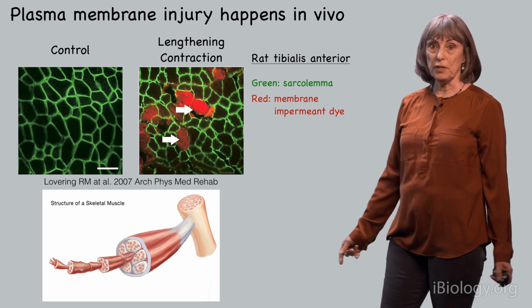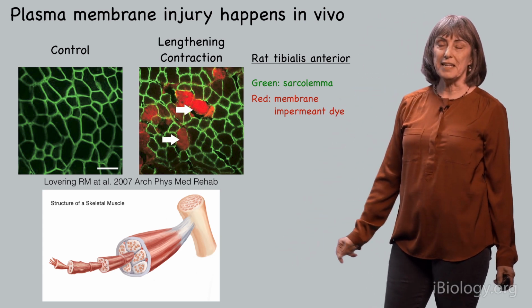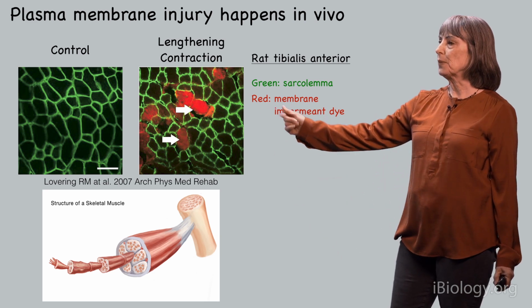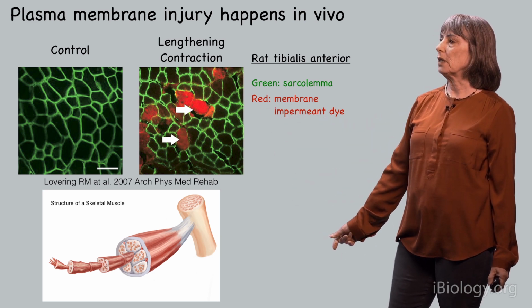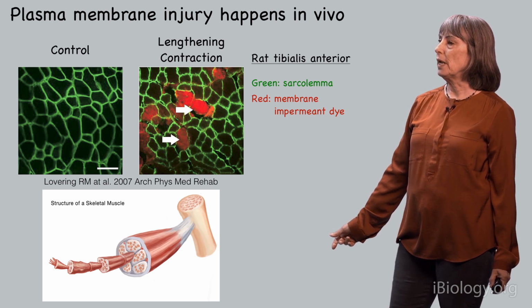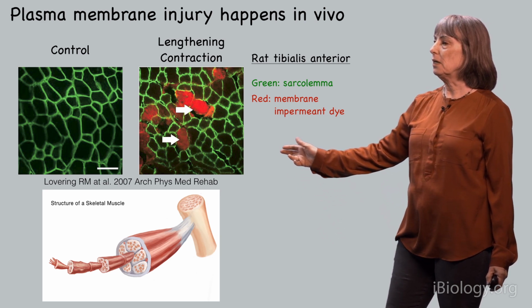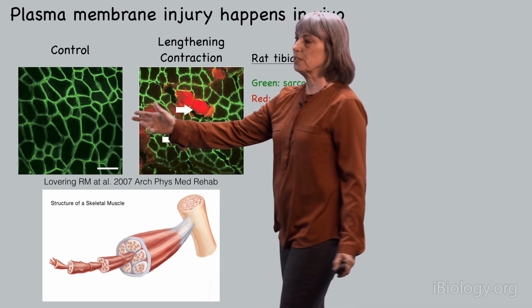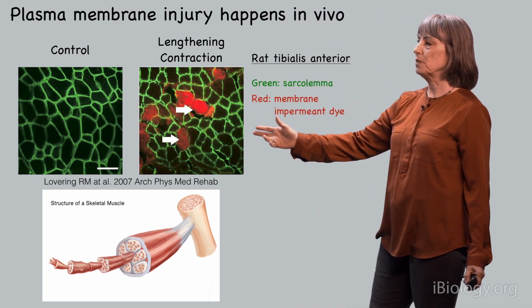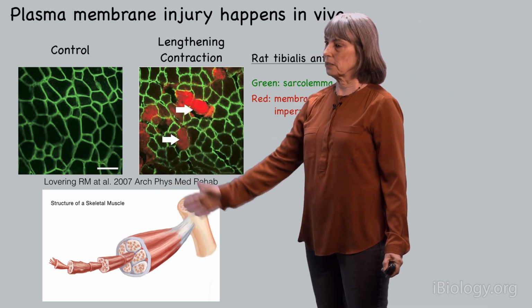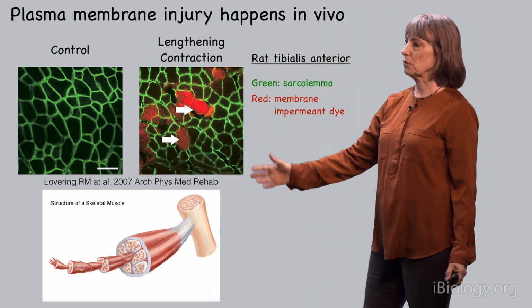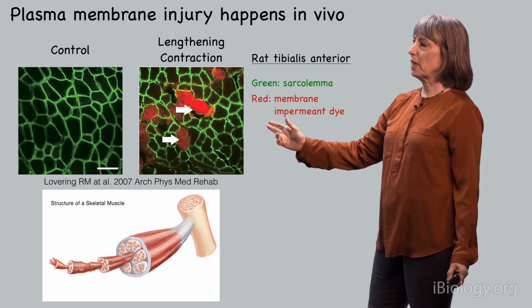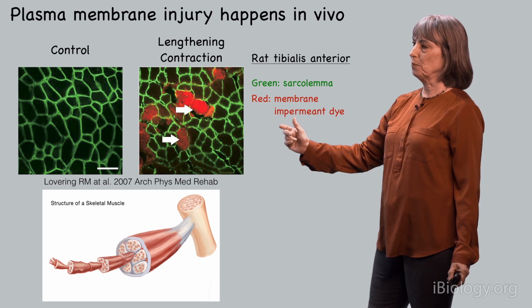This also happens in vivo, and one of the tissues in which it is easier to demonstrate this is in skeletal muscle. These images here are from a study of Richard Lovering at the University of Maryland Medical School. What they did here was to use a green dye to stain the sarcolemma, which is the plasma membrane of muscle fibers, and these are sections across this muscle. So we are seeing the outline of the fibers, and they injected into these rats a red membrane impermeant dye.